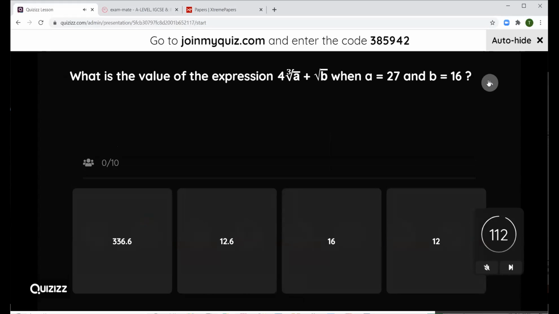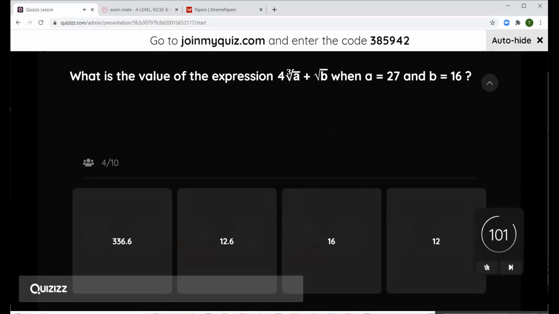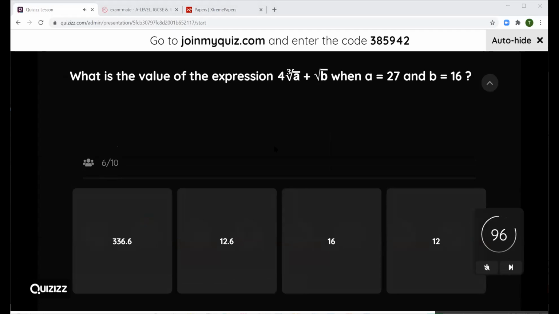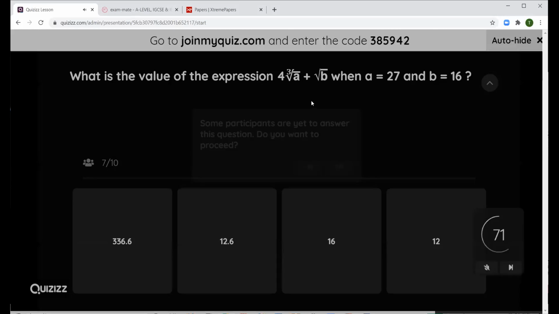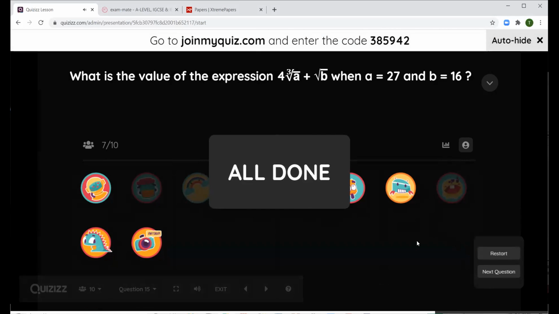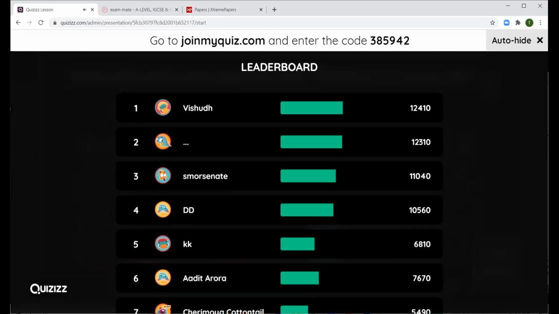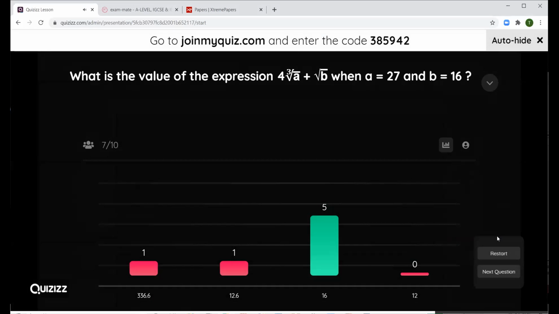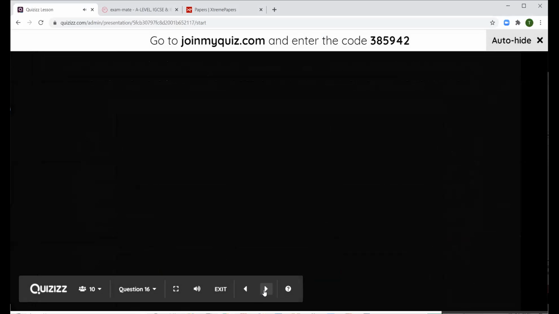Another question: what is the value of the expression when A and B are given to you? All done. Let's see the leaderboard. Not much change. Yeah, one change is here. Adit Arora came on 5th. Oh, started again.